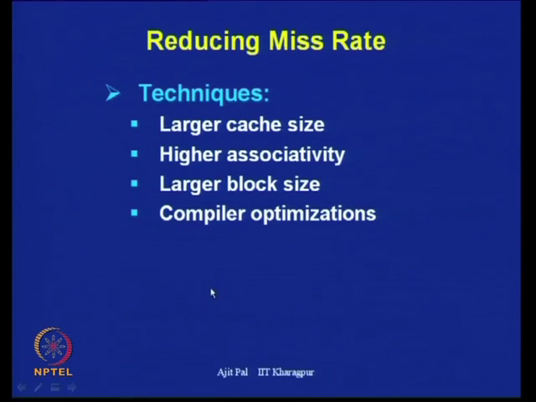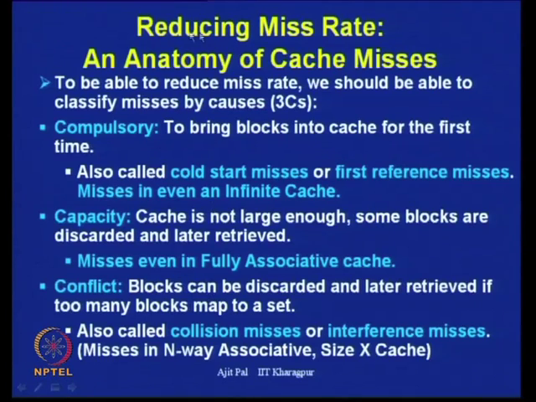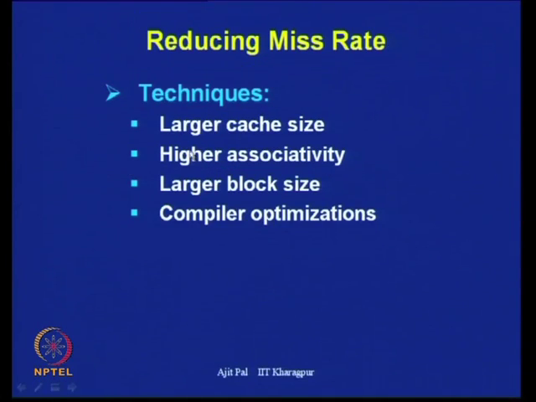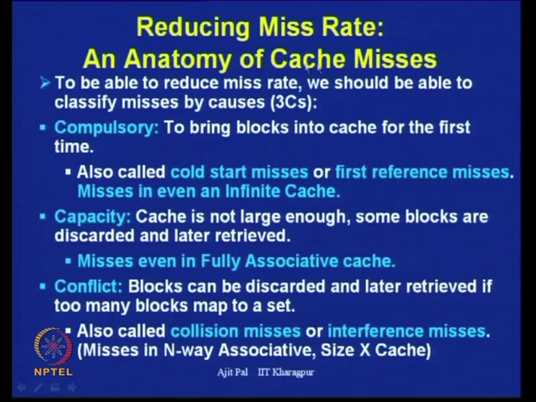So, we shall discuss them one after the other, but before we discuss these techniques, let us focus on another very important aspect which will give you the necessary background for the various other techniques for reducing miss rate, and that is the anatomy of cache misses. Rather, why cache misses occur and what the different types of cache misses are, that we can call the anatomy of cache misses. So, to be able to reduce miss rate, we should be able to classify misses by their causes, why these misses occur. And based on the causes, the classification can be done into three broad categories.